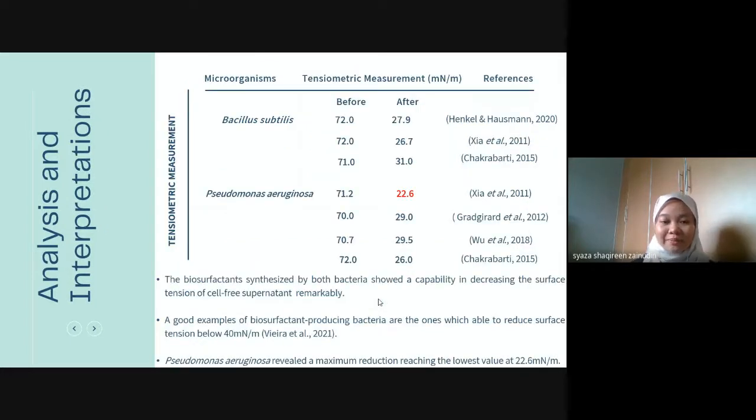Next is tensiometric measurement. According to Vera, good examples of biosurfactant producing bacteria are the ones which are able to reduce surface tension below 40 millinewton per meter. While both bacteria, Bacillus subtilis and Pseudomonas aeruginosa, reveal an impressive result, Pseudomonas aeruginosa once again revealed a greater capability compared to Bacillus subtilis, reaching the maximum reduction at the lowest value of 22.6 millinewton per meter.